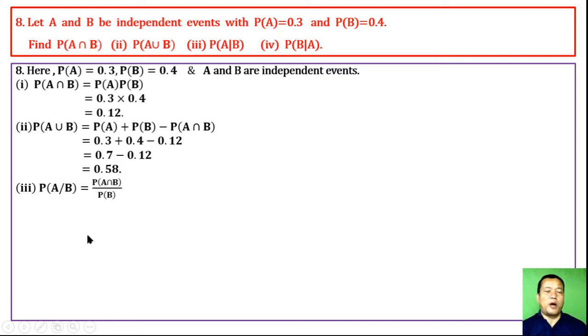For Roman number 3, P(A|B) is equal to P(A intersection B) by P(B). Put their respective values, we get 0.3. Roman number 4, P(B|A) is equal to P(A intersection B) by P(A). Put their respective values, we get 0.4. These are the required values of the probabilities.